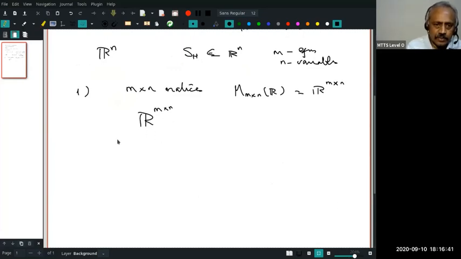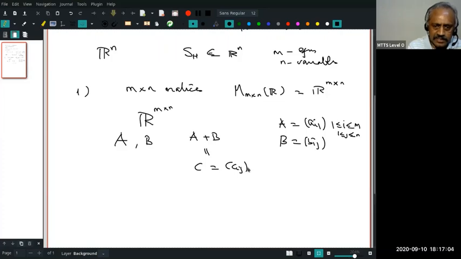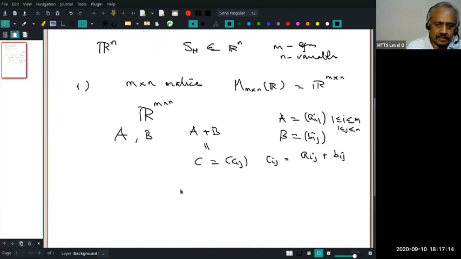Anyway, given any two matrices A and B, I know how to add. If A is (aij) and B is (bij), where 1 ≤ i ≤ m, 1 ≤ j ≤ n, then what is A plus B? That is a matrix C. Then I have to tell you what is the ijth entry of C. That is nothing other than the sum of the two ijth entries of A and B, aij plus bij.